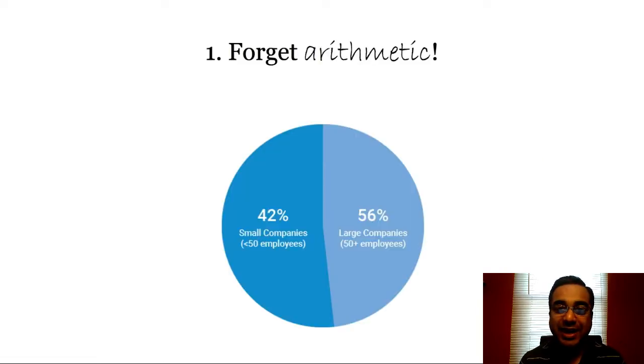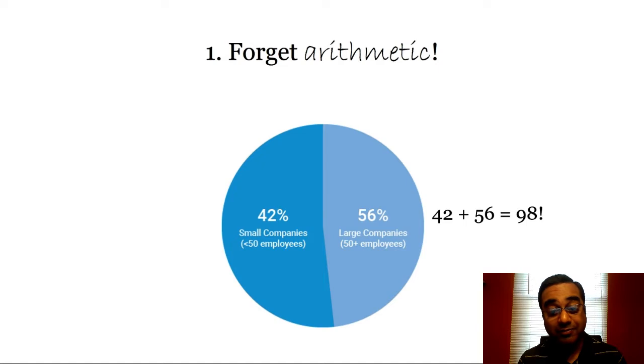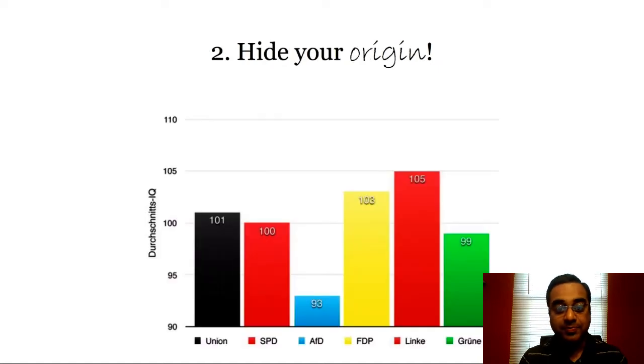The first one is a pie chart where the individual percentages do not just add up. Now you see 42 plus 56 is 98, right? And what is even more interesting here is that the bigger pie has only 42% and the smaller pie has 56% here. A great way of screwing up your visualization.